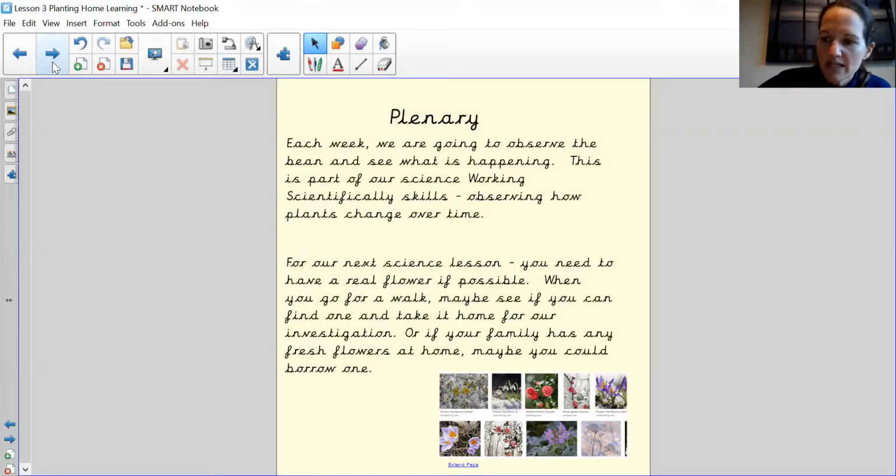So I am going to keep an eye on our beans. I'm going to make sure that they are watered. On Tapestry, if you would like to send me some reminders to say, Mrs. Savage, remember to water the bean. And maybe what we'll do is I'll take photos as well for you and upload them on Tapestry so you can see how the bean is doing.